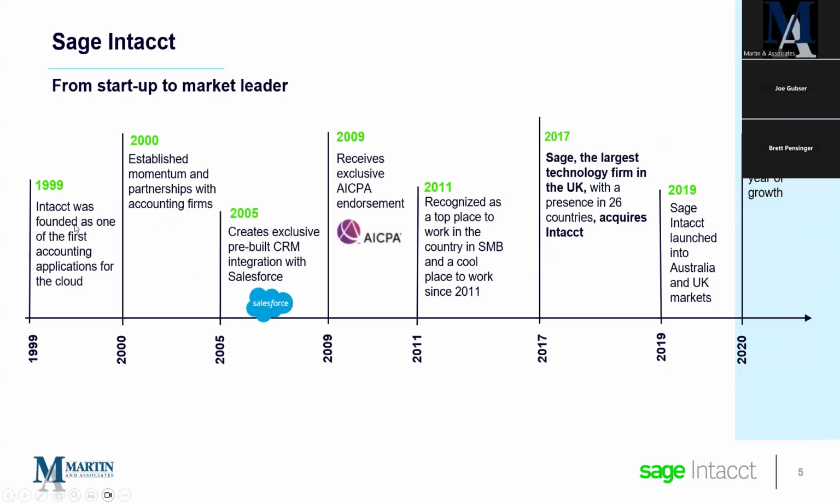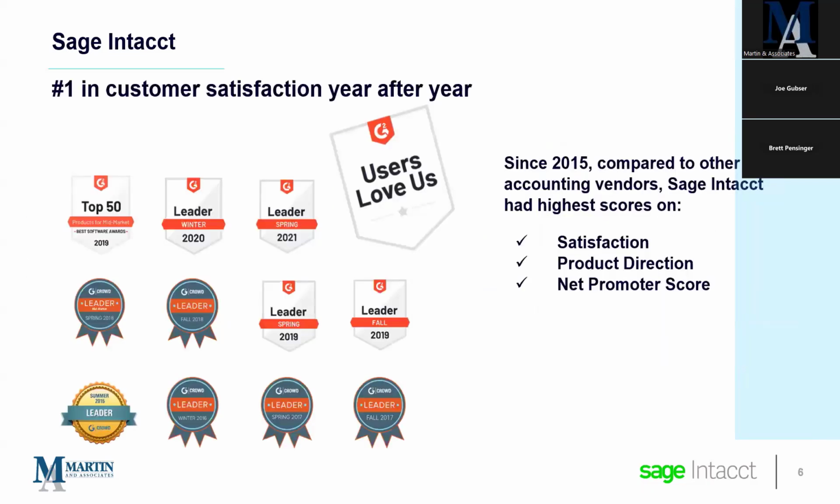Here's a quick little timeline about Intacct. It was founded in 1999. In 2009 is when it got the endorsement from AICPA. 2017 was a really big year for Intacct. That is when Sage Software actually purchased the product. And from 2017 through now and continuing into the future, Sage has put a lot of investment dollars, and will continue to put a lot of investment dollars, into the product to really flesh it out and make it a really strong, viable product out there in the market.